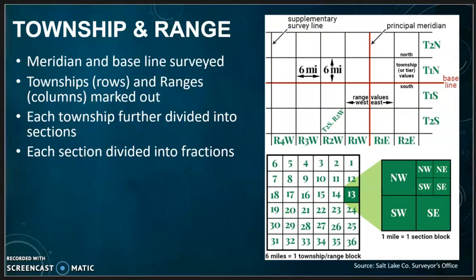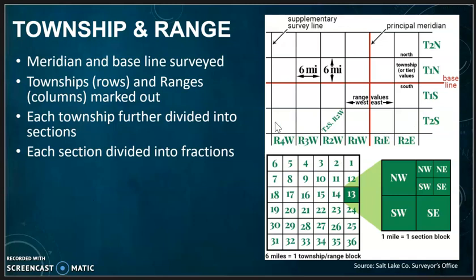So with township and ranges, we have a meridian and baseline surveyed. And so we have that principal meridian and we have our baseline. These will be denoted on the maps that you are reading. So townships are rows and ranges are columns. So that is a row. This is a column. So range, township. And each township is further divided into sections, and each section is divided into fractions.